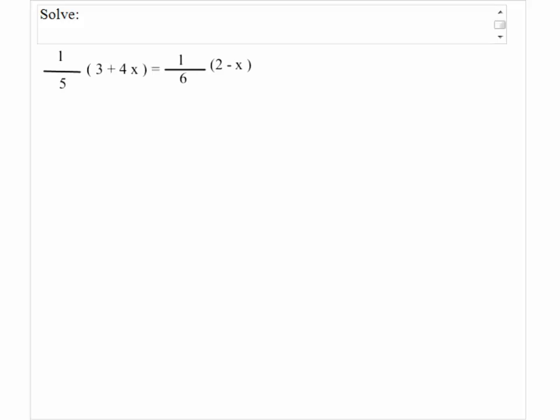Solve for x. In this case, we have fractions. The LCD of 5 and 6 is equal to 30. If I multiply each term by 30, or 30 over 1, I would eliminate all the fractions here.